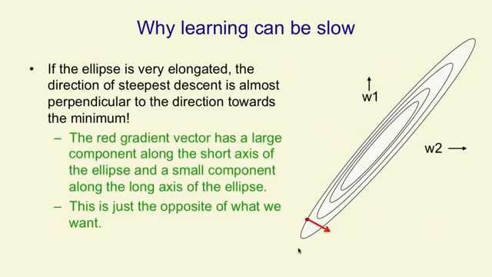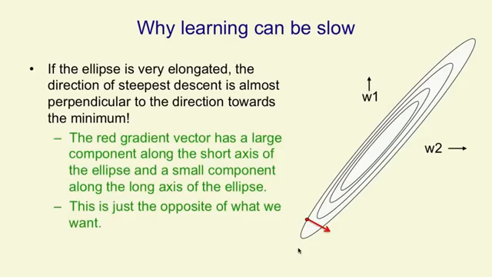Using this picture of the error surface, we can also understand the conditions that will make learning very slow. If that ellipse is very elongated, which is going to happen if the lines that correspond to two training cases are almost parallel, then when we look at the gradient, it's going to have a nasty property. If you look at the red arrow in the picture, the gradient is big in the direction in which we don't want to move very far, and it's small in the direction in which we want to move a long way.